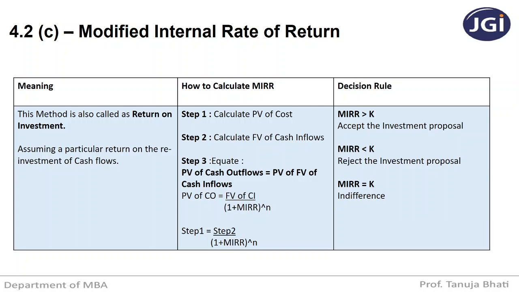So once again, just revising MIRR. You can get the answer in only 3 steps. Step number 1, calculate the PV of cash outflows. Wherever money is going out of your pocket, it is cash outflow. Whenever money is flowing in, it is cash inflow. So step number 1, calculate PV of cash outflows. Step number 2, calculate future value of cash inflows, and step number 3, put it in the form of an equation, that is, present value of cash outflows is equal to present value of future value of cash inflows.